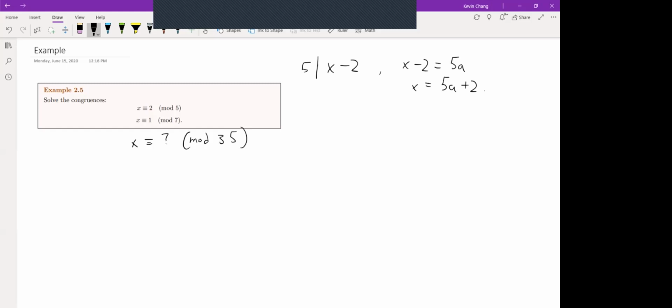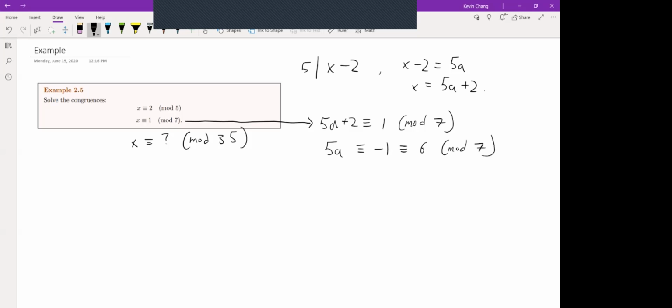And now when we do this, we can substitute this into our other equation. Instead of writing X is congruent to 1 mod 7, we'll take 5a plus 2 as X, so 5a plus 2 is going to be congruent to 1 mod 7. Now this is a linear congruence that we can solve, right? We can solve for what a is in mod 7. So 5a is congruent to minus 1, which is congruent to 6 mod 7. And let's find what a is.